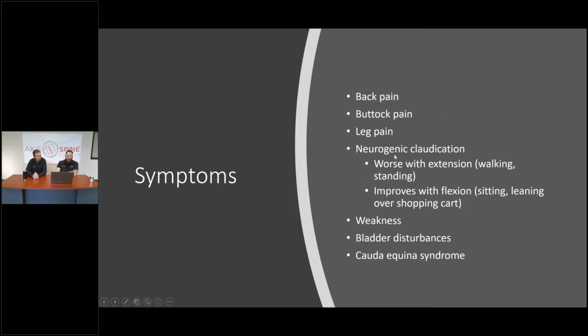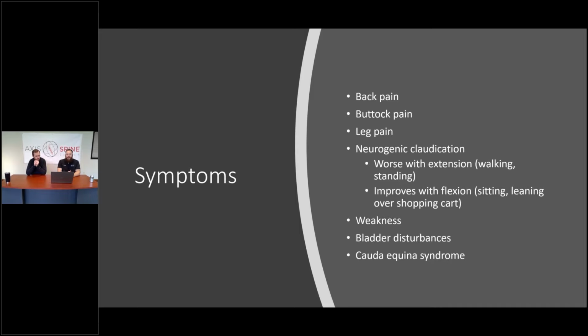All right, and so symptoms. These are the things that we're looking for when you come in for an evaluation. We see a lot of patients with back pain, and this is one flavor of back pain, but it's also commonly associated with buttock pain. You can have pain down the legs. It's typically worse with extension, so standing and walking, and gets better when you sit down or flex forward.